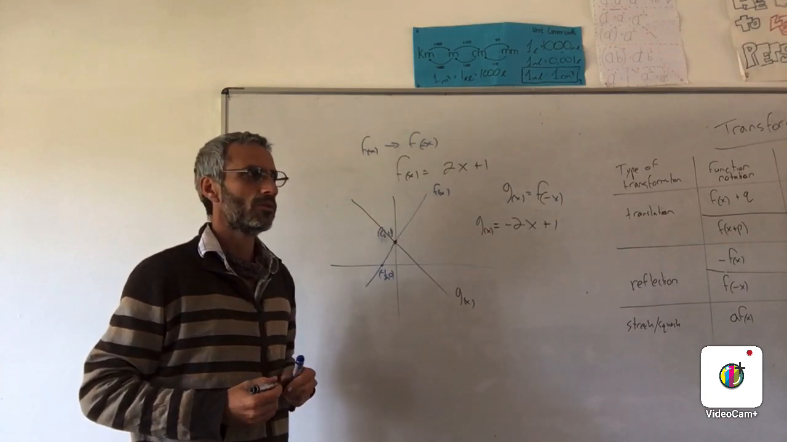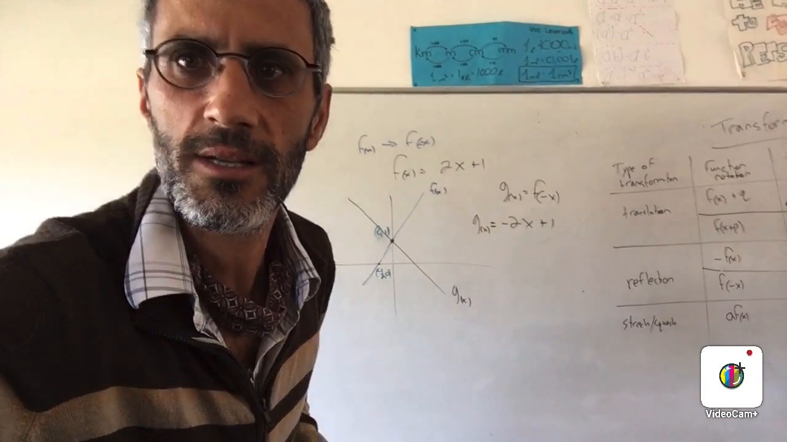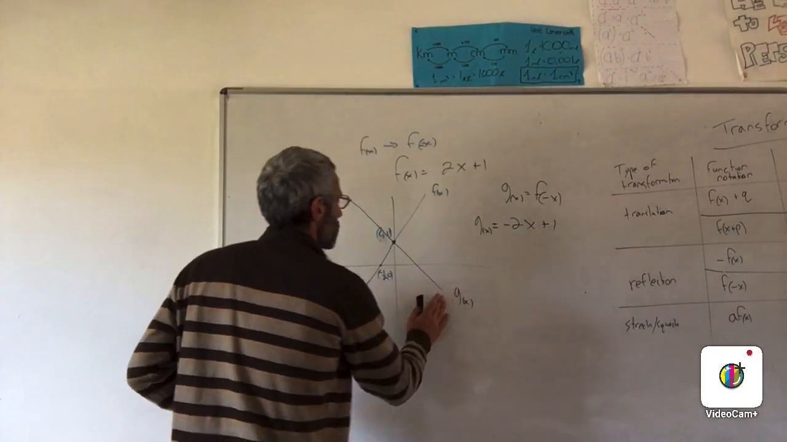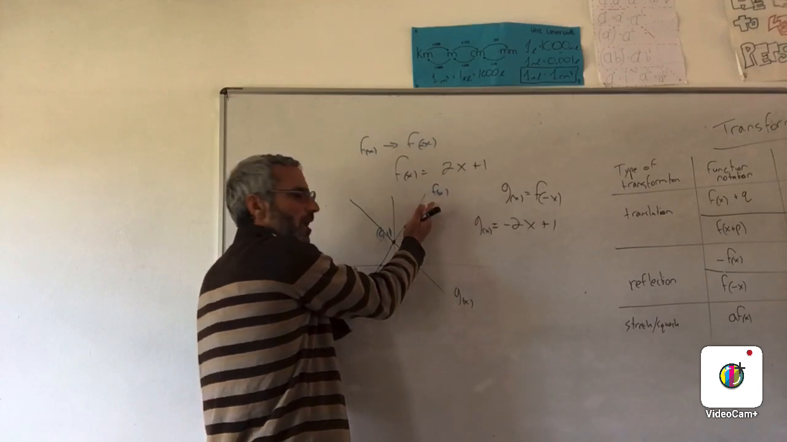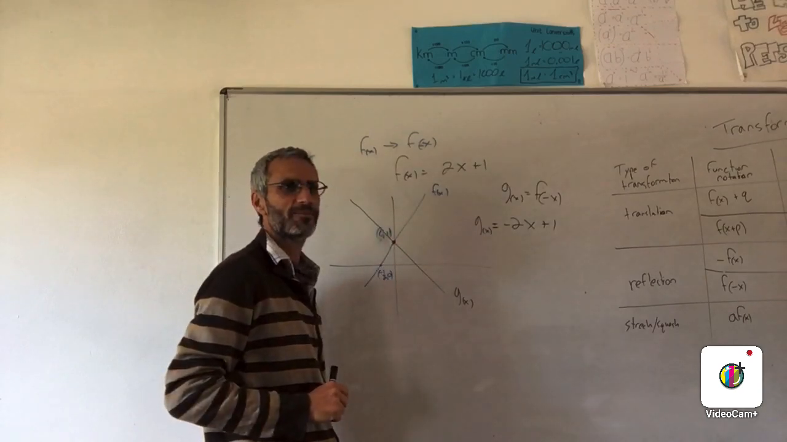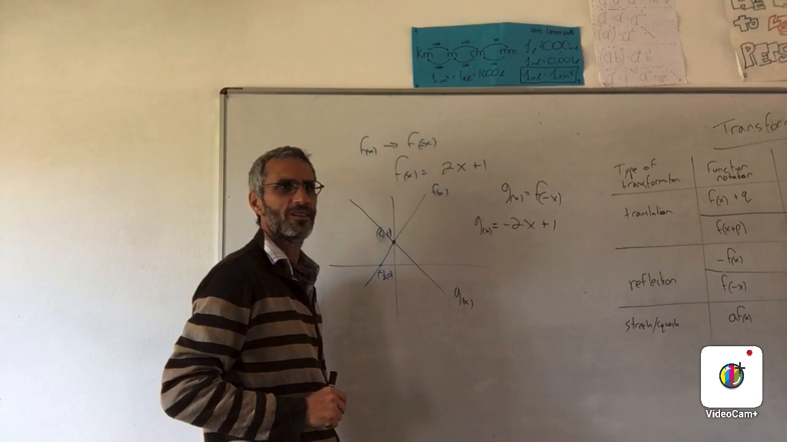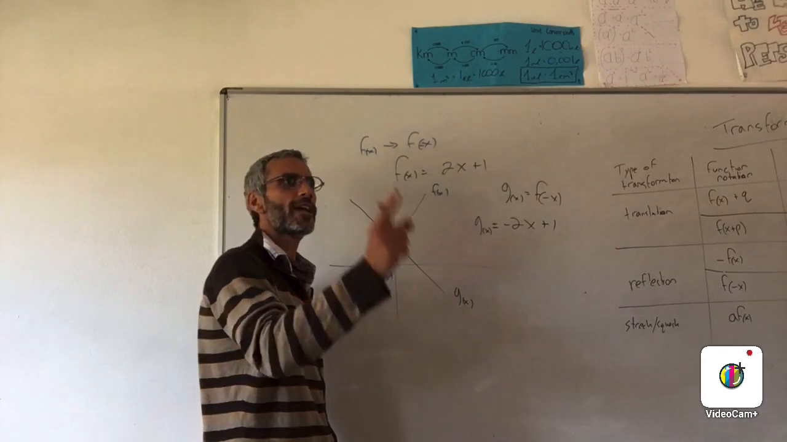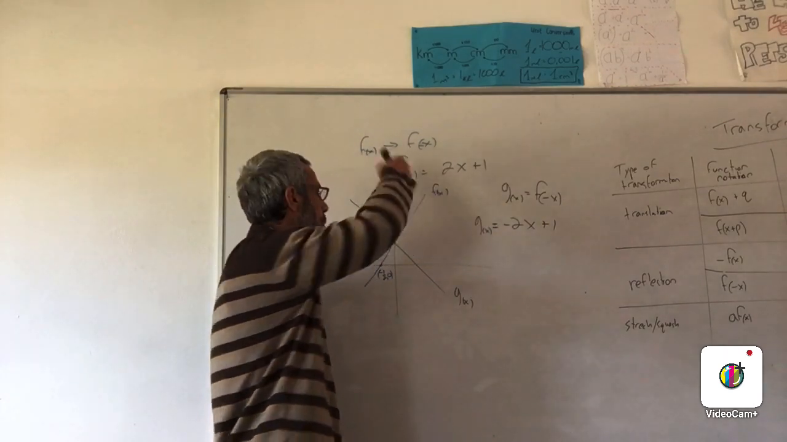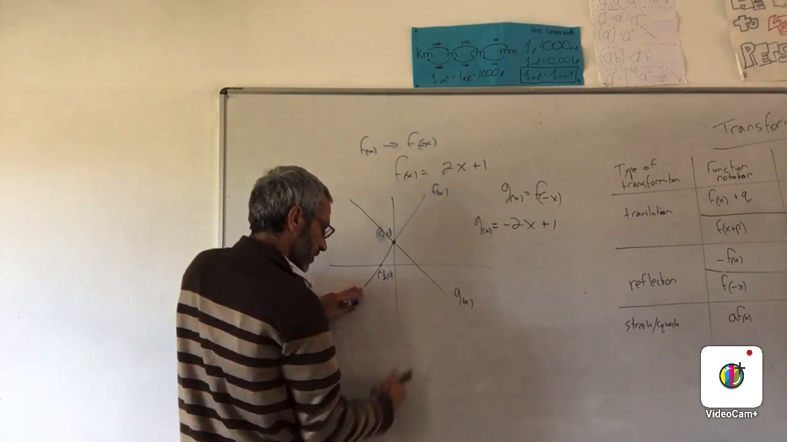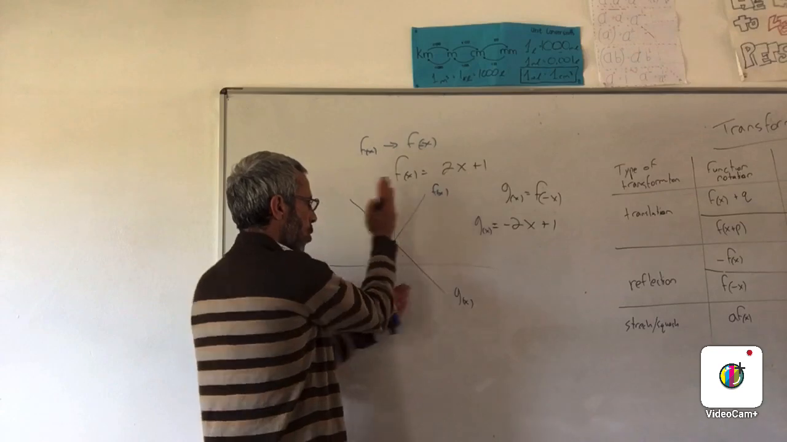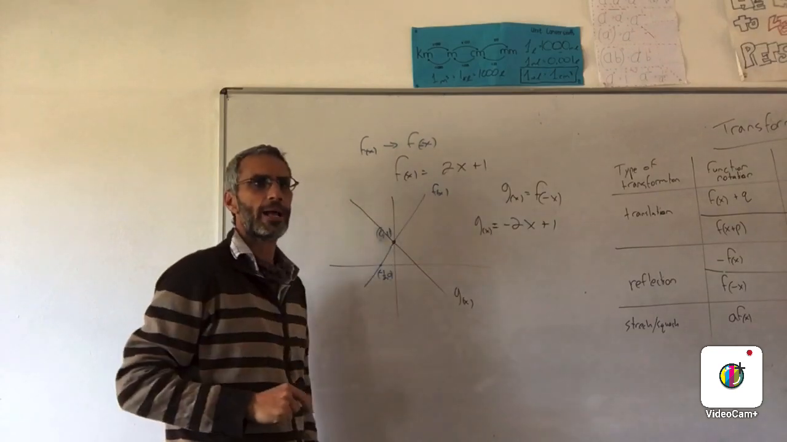Can I ask a question before you continue? I'll pause, yes. So I'll come back to my question. I'm asking, what do I need to do to the blue line to get to the black line? Reflect over the y-axis. So look at this blue line. If I reflect it along the y-axis, I'm going to get the black one.